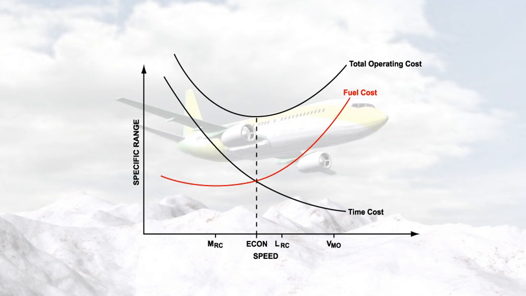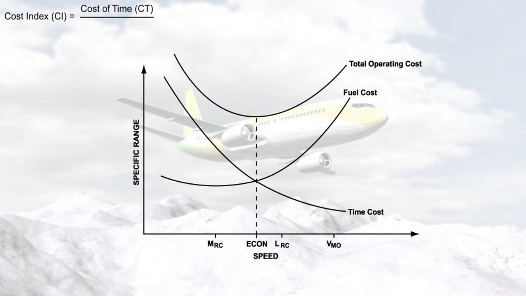You can see from the total cost curve that the speed which gives the minimum total operating cost is the most economical speed to fly. This speed is called ECON. In other words, the minimum cost speed.